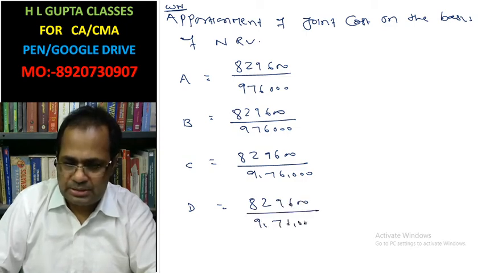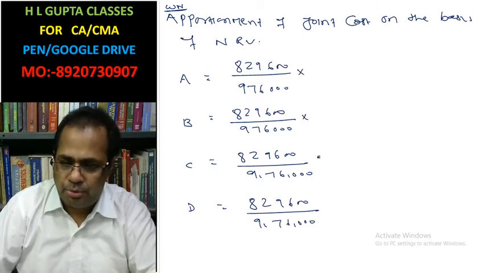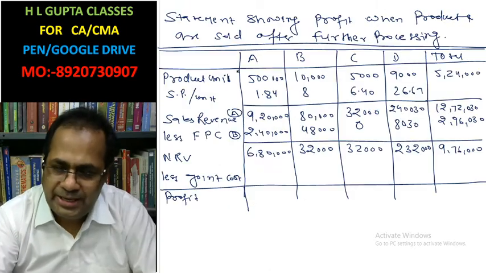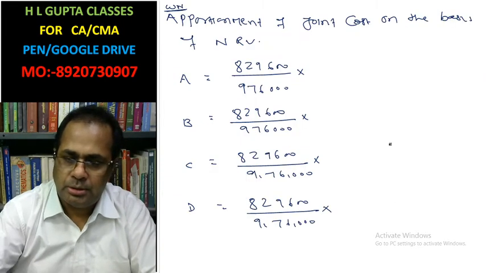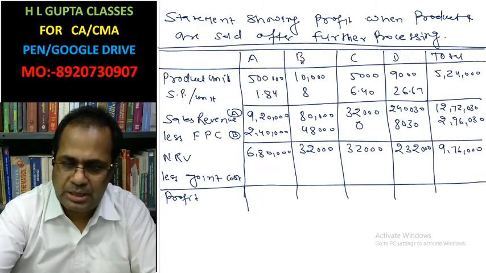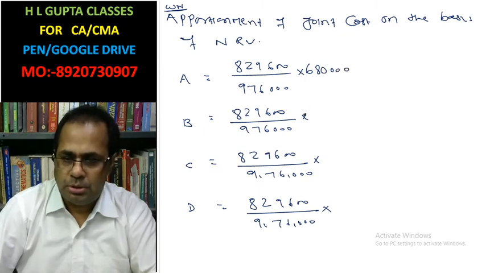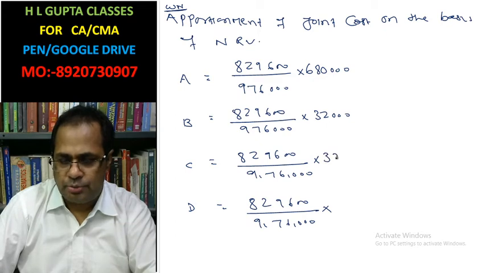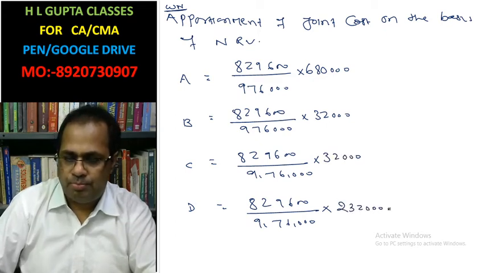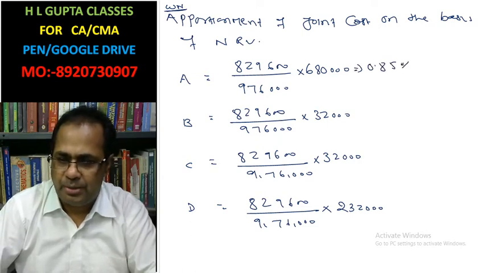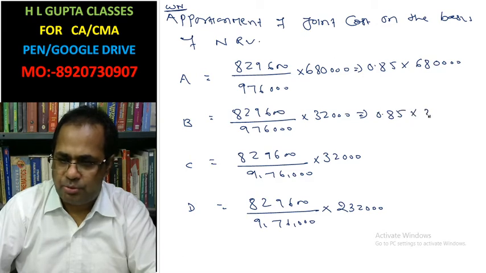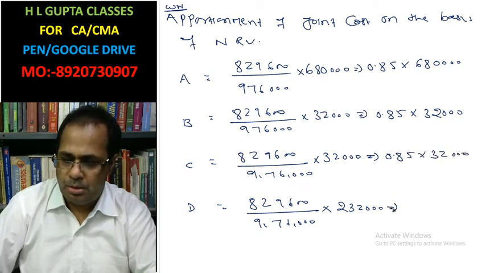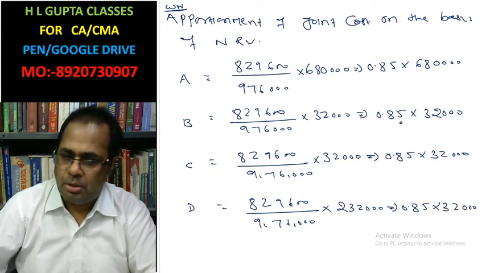Now what is the A? Net realizable values are 6,80,000, 32,000, 32,000, 2,32,000, and this becomes 0.85 into 6,80,000, 0.85 into 32,000, 0.85 into 32,000, 0.85 into 2,32,000. Now what will these be?